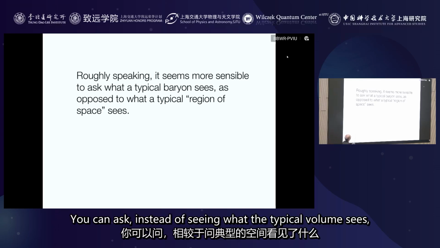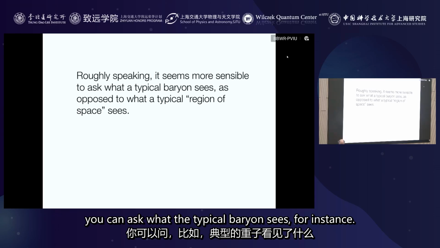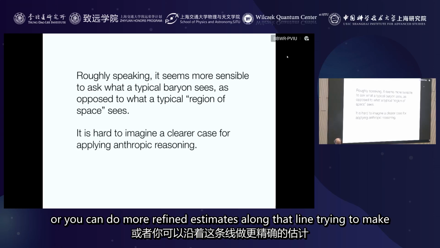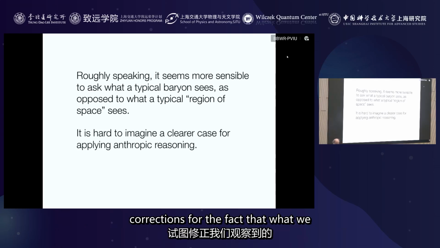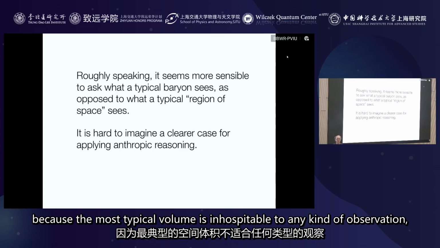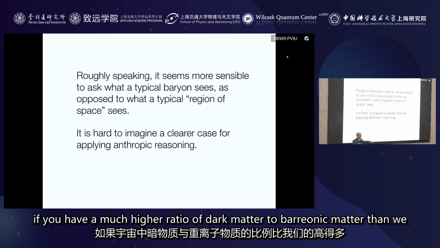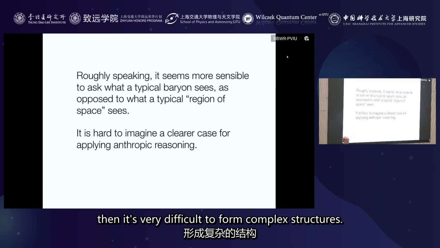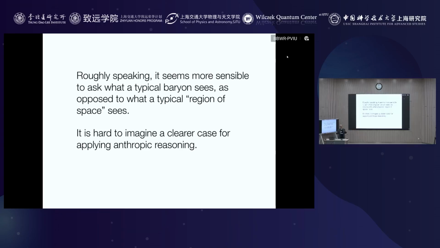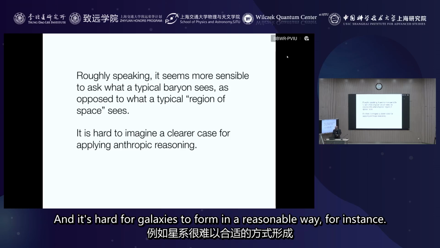So you can ask, instead of what value of theta 0 the typical volume sees, what the typical baryon sees, for instance, or you can do more refined estimates along that line, trying to make corrections for the fact that what we observe is not necessarily the most typical volume, because the most typical volume is inhospitable to any kind of observation, not just human, but any kind. So, for instance, if you have a much higher ratio of dark matter to baryonic matter than we have in our universe, then it's very difficult to form complex structures. The mass density is totally dominated by this very diffuse dark matter, and it's hard for galaxies to form in a reasonable way.